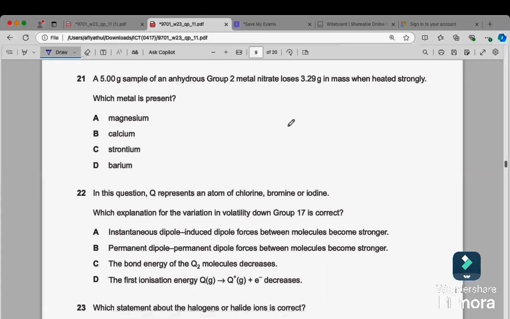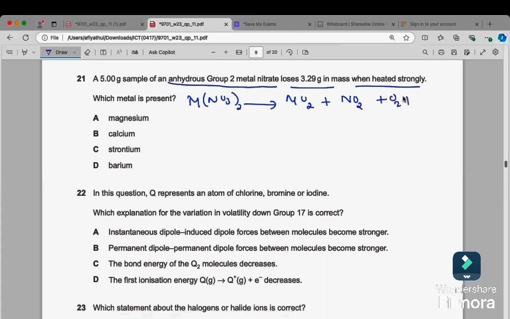Question number 21. A 5-gram sample of anhydrous group 2 metal nitrate loses 3.29 gram in mass when heated strongly. So we will take metal nitrate. When you decompose them by heating, you're going to get metal oxide, and also you will get nitrogen dioxide and oxygen. And they both are gases.